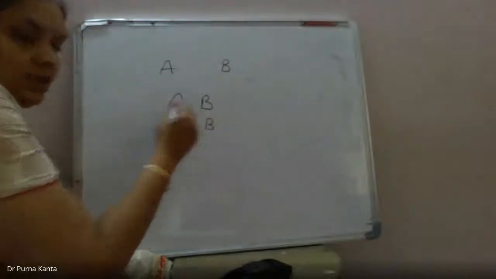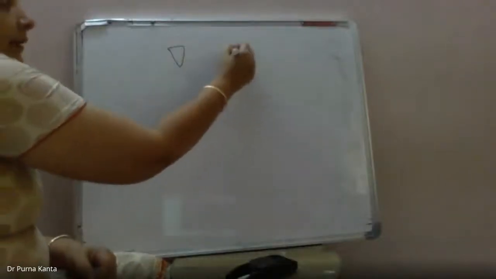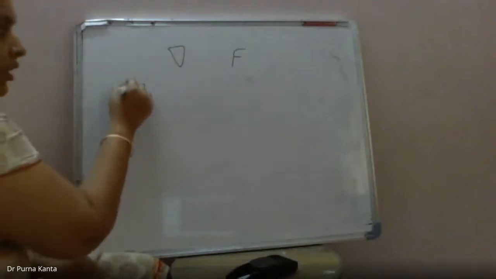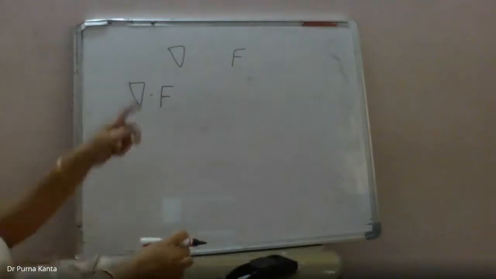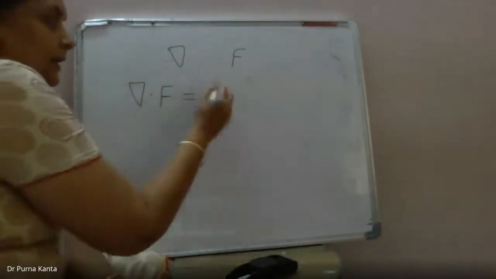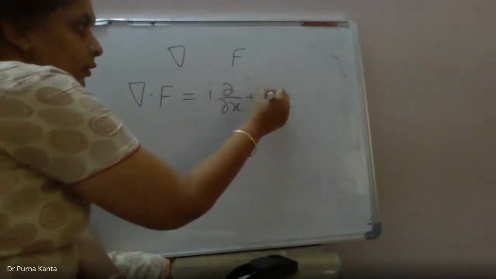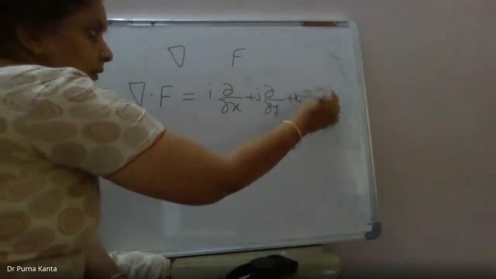Calling it as A cross B. Similarly, the same concept we can apply for del with a vector f also. If this del is applied on a scalar function, a vector function in dot product, this is nothing but del operator, which means i dou by dou x plus j dou by dou y plus k dou by dou z.